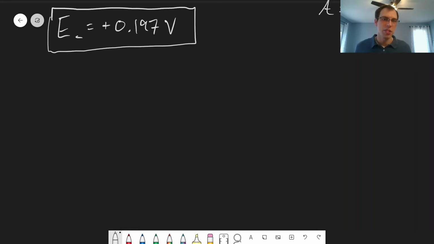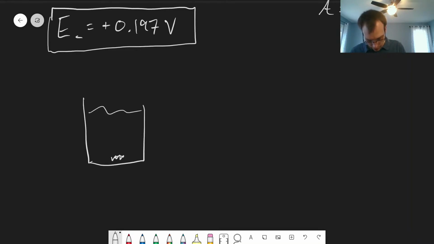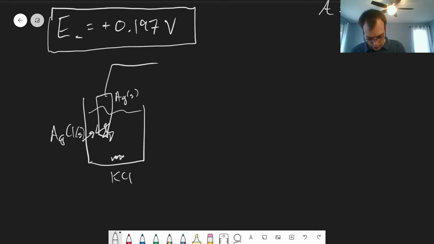So now that we've established a type of reference electrode, let's look at using it to do an electrochemical measurement. So we'll have our same setup here, where we have again our saturated KCl solution, so KCl here on the bottom, our silver solid with silver chloride on the outside of it, and we have a salt bridge. And this is connected to a platinum wire.